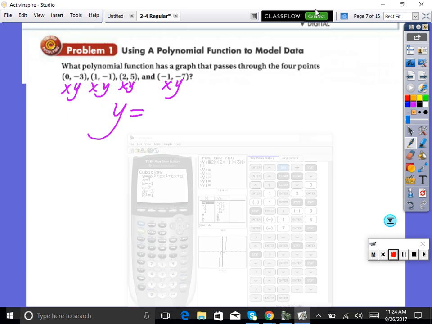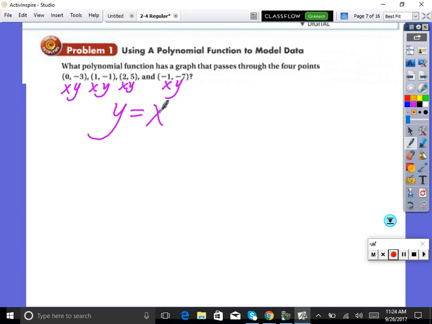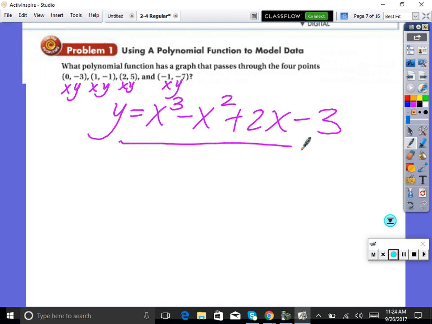So we would now write out y is equal to x cubed, and then what was the next coefficient? What was b? So minus x squared, and then what was c? Plus 2x then, and then what was the last thing? Minus 3. Do you see how now there's the equation that gave me those points?